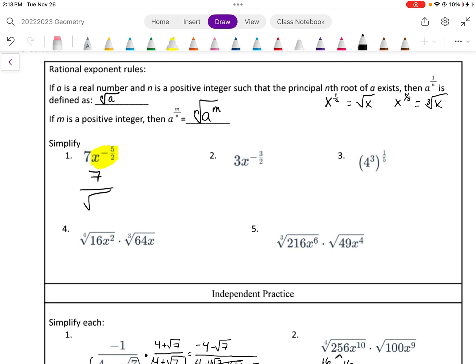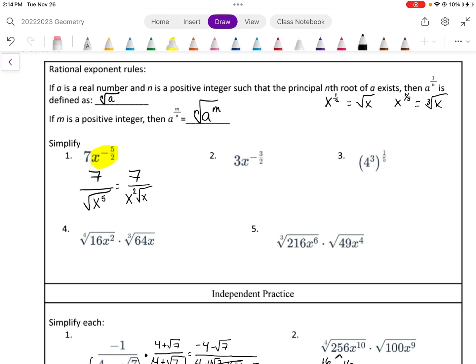And then my x would go to the bottom, but I'm going to rewrite it as a radical, and I'm going to write square root, I don't need to write the 2, x to the 5th. Okay. Now the problem with this is we need to rationalize the denominator. We can also simplify something a little bit here. I'm going to go ahead and simplify the square root of x to the 5th. I can take out 2 groups of 2, so it'll be x squared, square root of x.